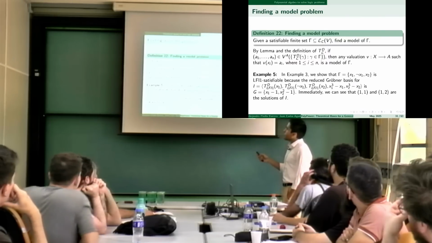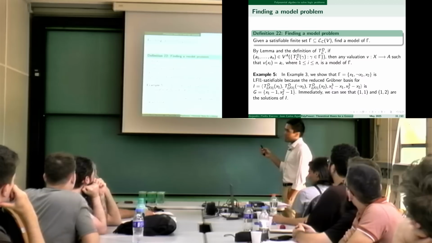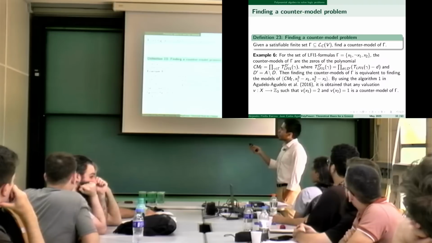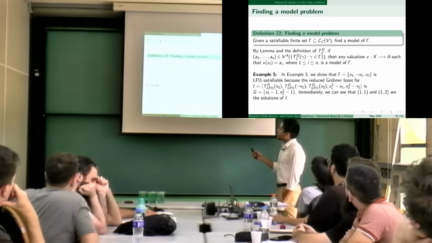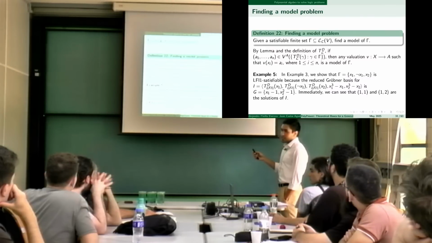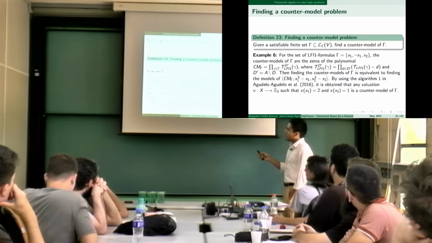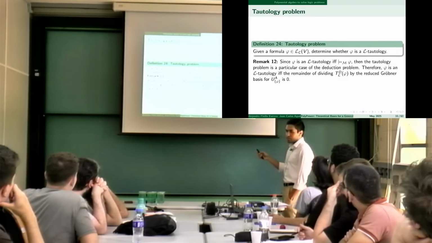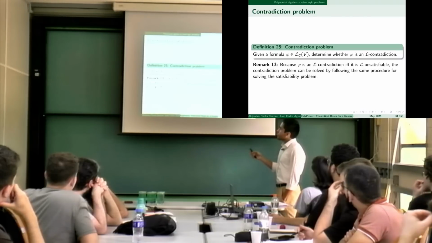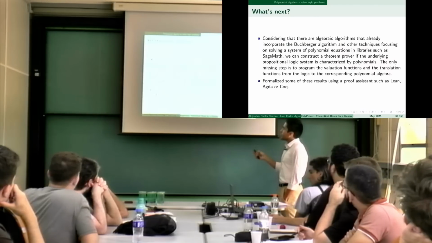If we find a solution, we can find a model just by extending the concept of the evaluation. Or a counter model, exactly. That is the next one. We just take into account, remember, the designated true values. For models, we take the designated true values, but when we are talking about counter models, we can take the complement. And finally, we have the tautology and the contradiction problem. But remember that the tautology problem is just a particular case of the deduction problem, and the contradiction problem is a particular case of the satisfiability problem. And that's it. What's next?